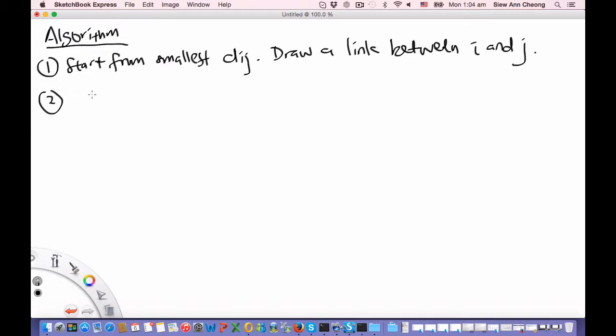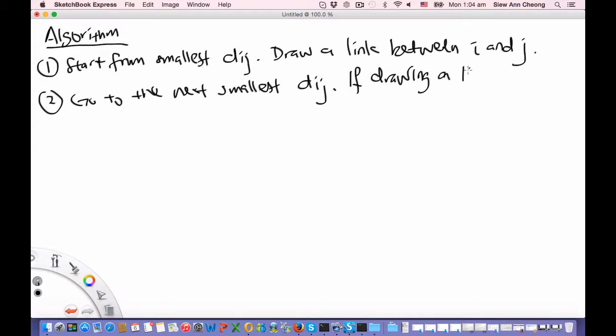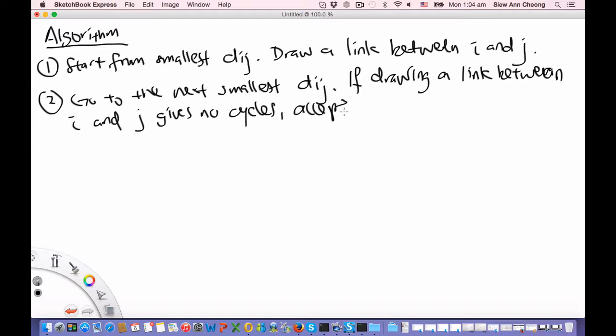Then we go to the next smallest dij, and if drawing a link between i and j gives no cycles, we accept the link, else reject the link.